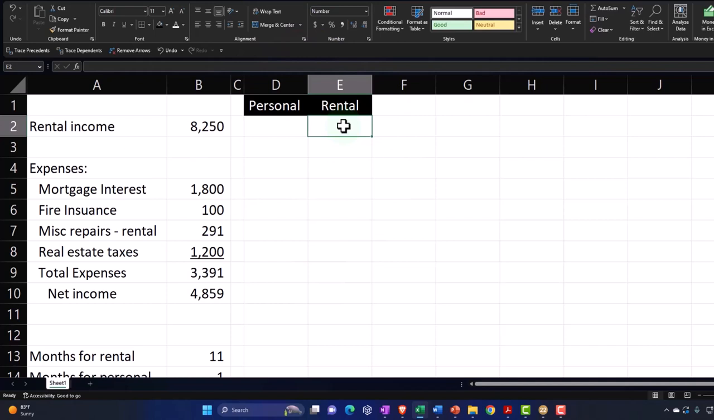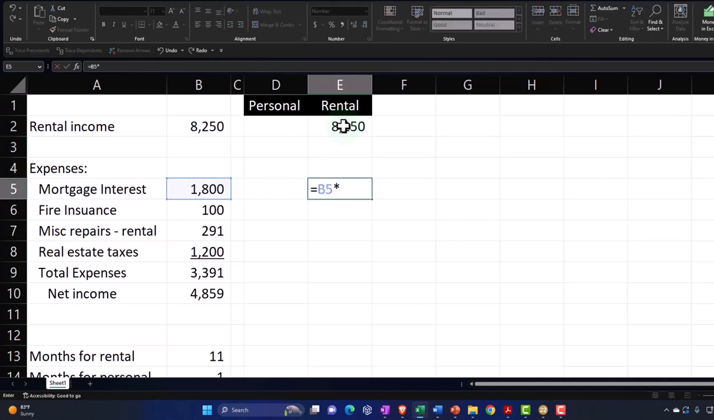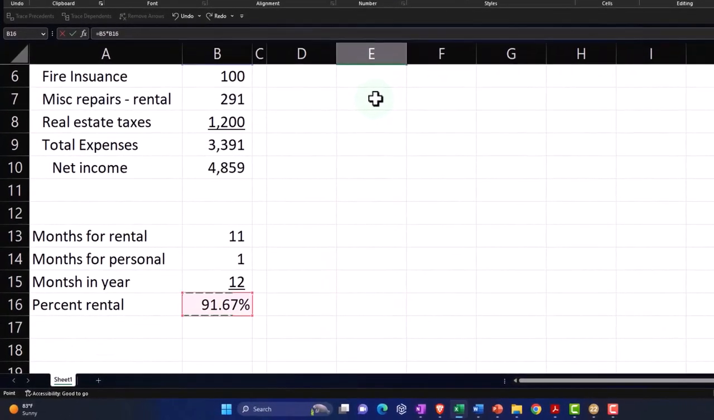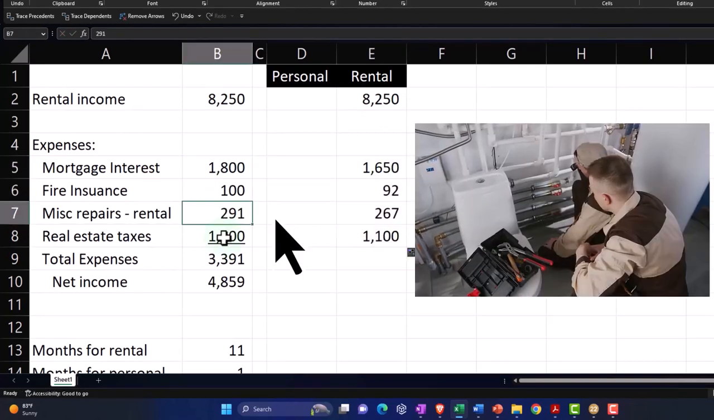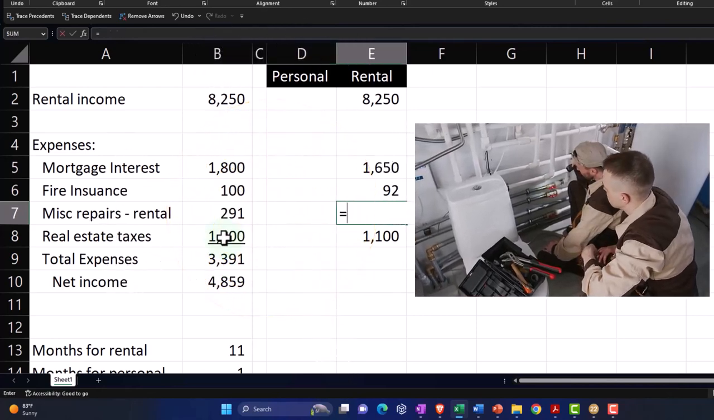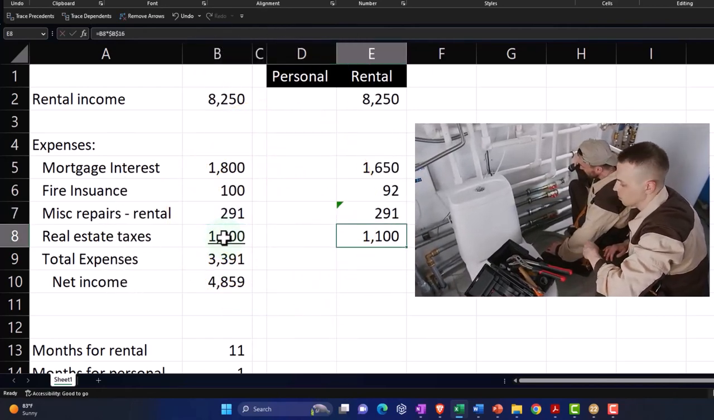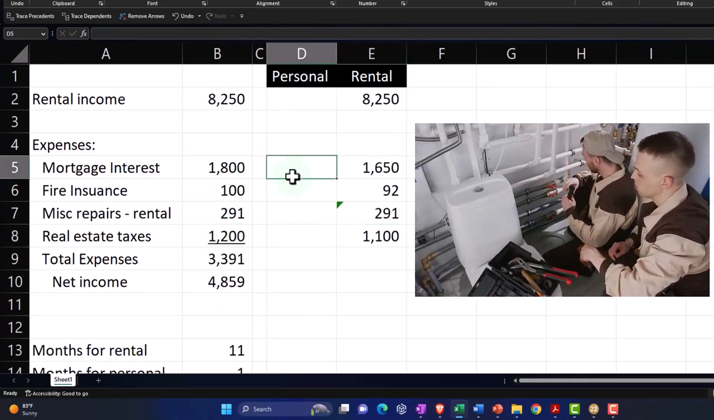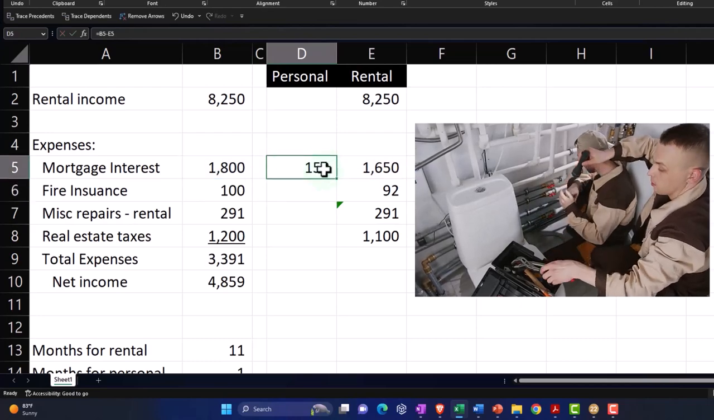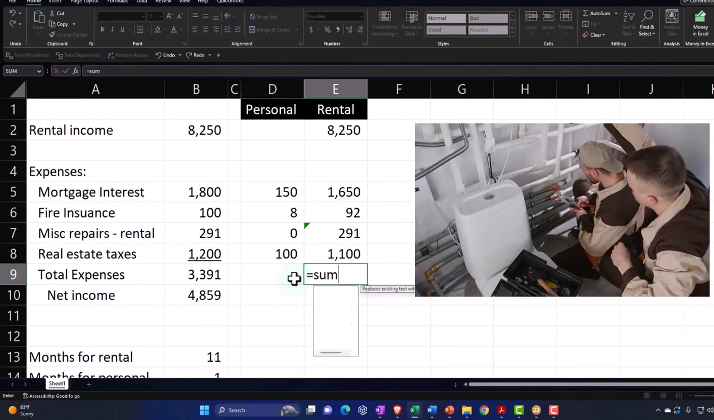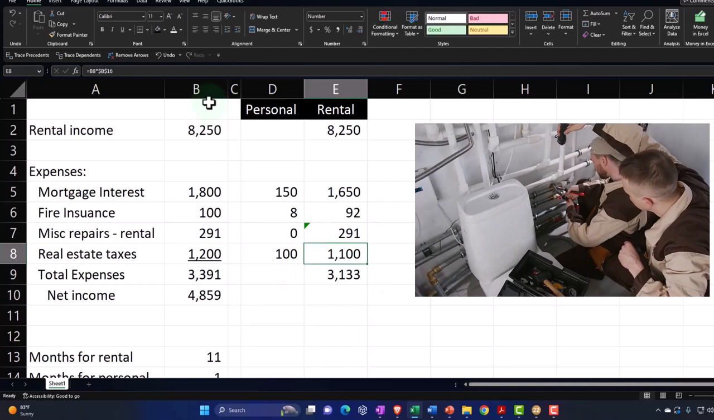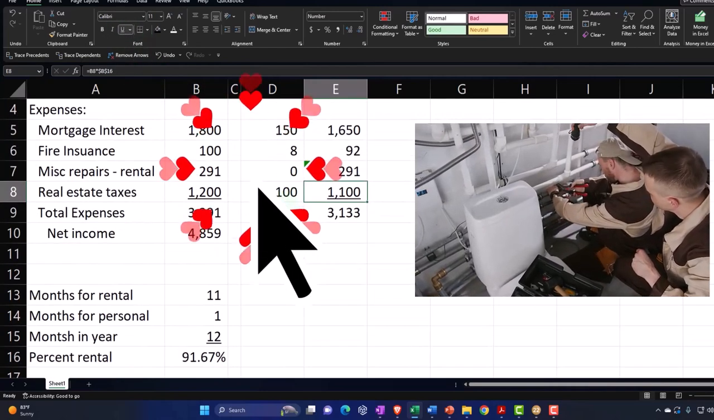The rental income is what it is, because obviously when it was personal, we wouldn't have had any rental income. And then the rental side is going to be this times this again. I'm going to select F4 so that I can copy that down. However, if I had repairs that were designed just for the rental during the rental time, I could assign that just to the rental side of things. The personal side is going to be this minus this, copying that down, and then I could sum it up. There's going to be our expenses on that scenario type of situation.